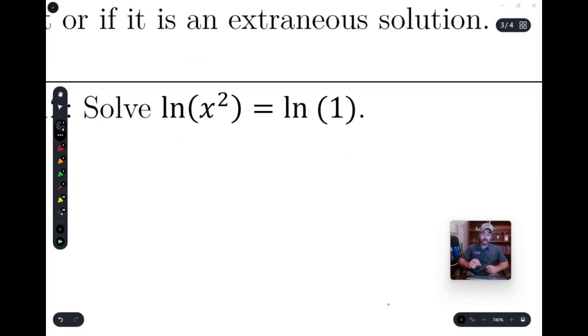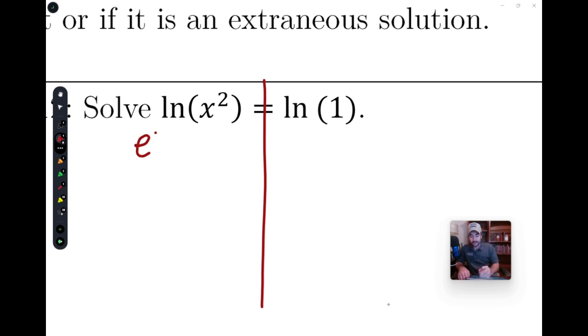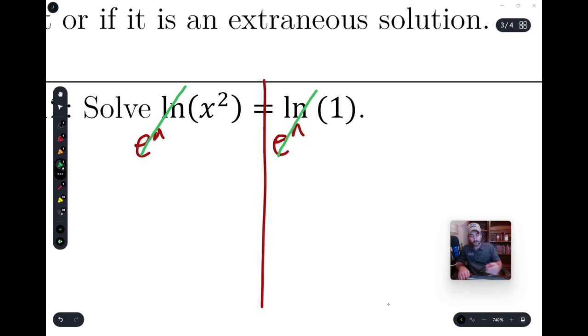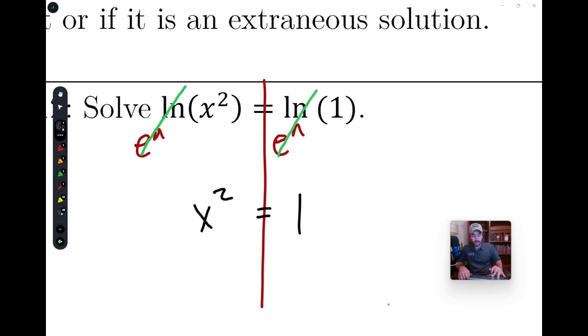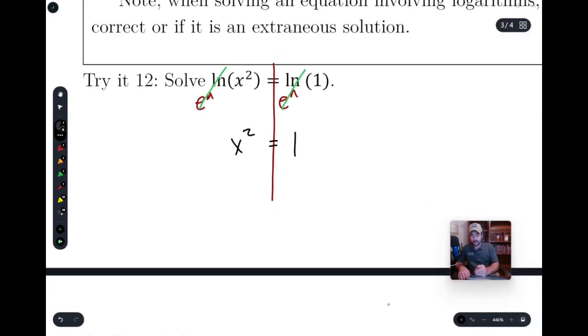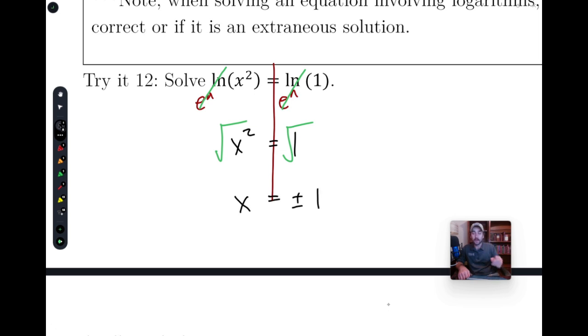So for instance, how do we get rid of those natural logs? We exponentiate with e as a base, so it goes away, and we're left with x squared equals positive 1. And so how do we get rid of a square root? We square it, but remember we introduced the square root, so x is equal to plus or minus 1.